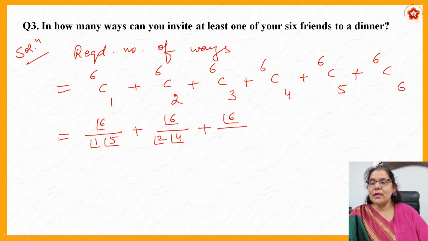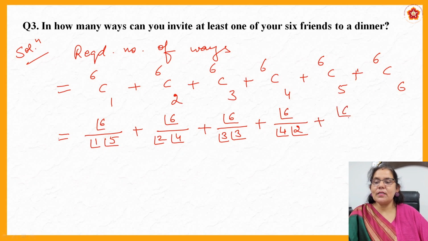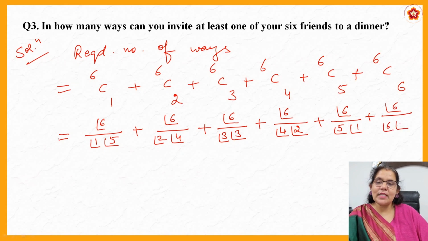Then factorial 6 divided by 3 factorial, and 6 minus 3 is 3. Factorial 6 by factorial 4, and 6 minus 4 is 2. Plus factorial 6 by factorial 5, and what is 6 minus 5? It is 1. Last one is factorial 6 upon factorial 6, and what is 6 minus 6? 0. Now do you remember what is the value of factorial 0? If you remember it correctly, the value of factorial 0 is 1. Now solve it and see what is your answer coming.